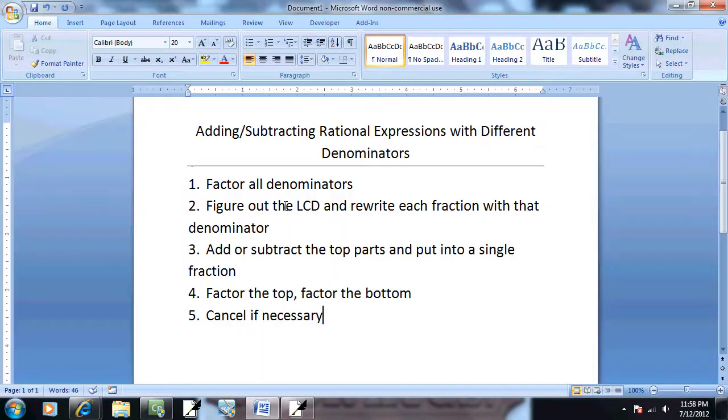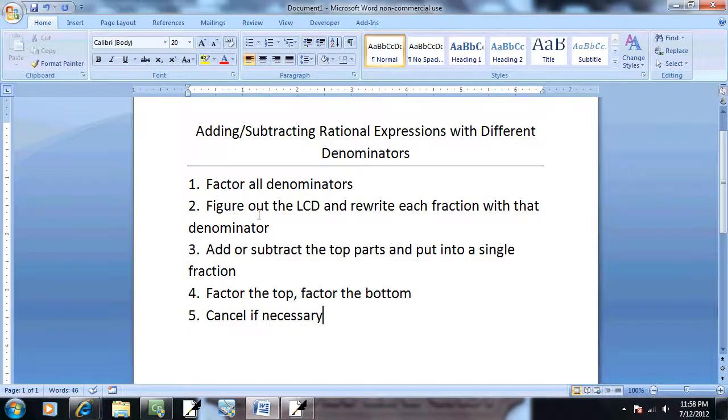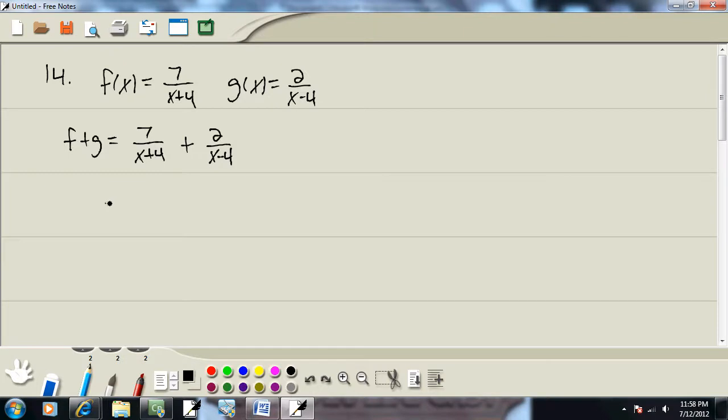So let's look at this problem. Step 1, factor all your denominators. Well, we got x plus 4 and x minus 4. Nothing that can really factor there. Step 2, figure out the least common denominator, rewrite each fraction with that denominator.